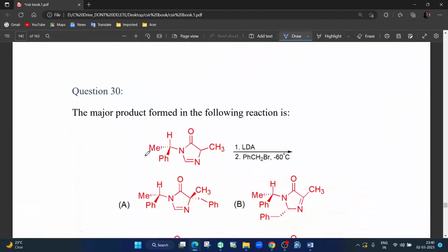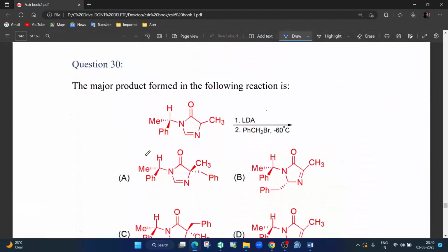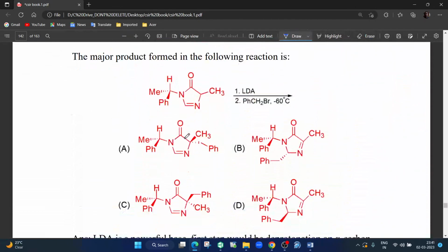Moving on to the next question. Question number 30, it says the major product formed in the following reaction is. So you are having this molecule, you are reacting with LDA. Now you know LDA is a very powerful base, and then you are reacting with benzyl bromide at minus 60 degrees Celsius, and then you are asking what is the product formed.